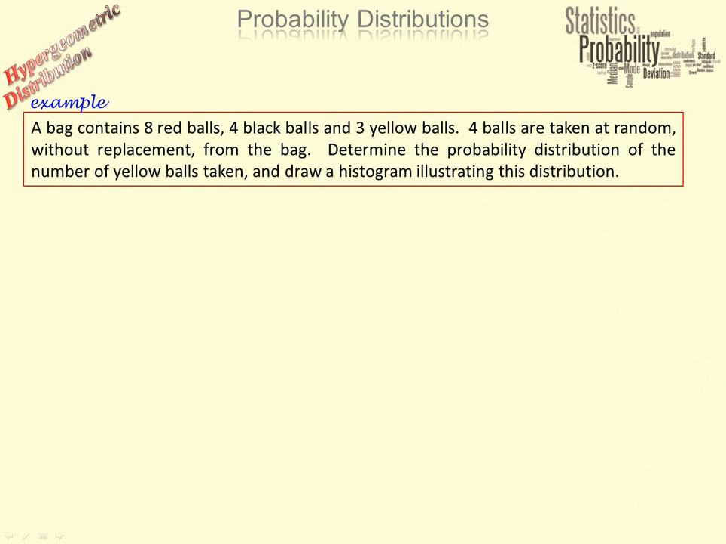So let's have a look at another one. A bag contains 8 red balls, 4 black balls, 3 yellow balls. 4 balls are taken at random without replacement from the bag. Determine the probability distribution of the number of yellow balls taken and draw a histogram illustrating this distribution. So in this case, it's yellow balls or not yellow balls. So it's going to be 3 versus 12 and a total of 15.